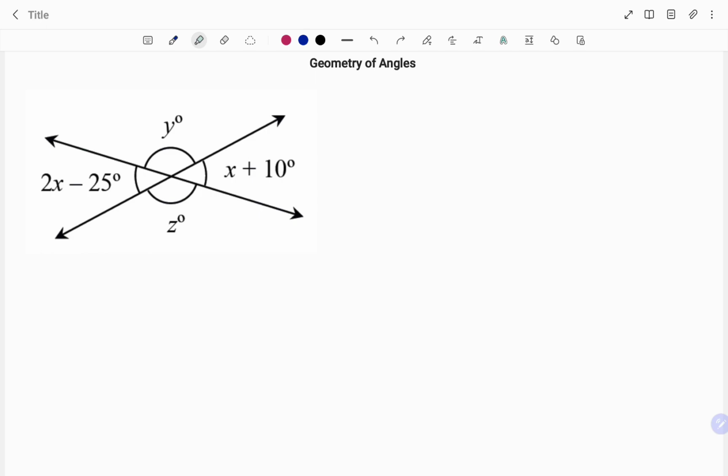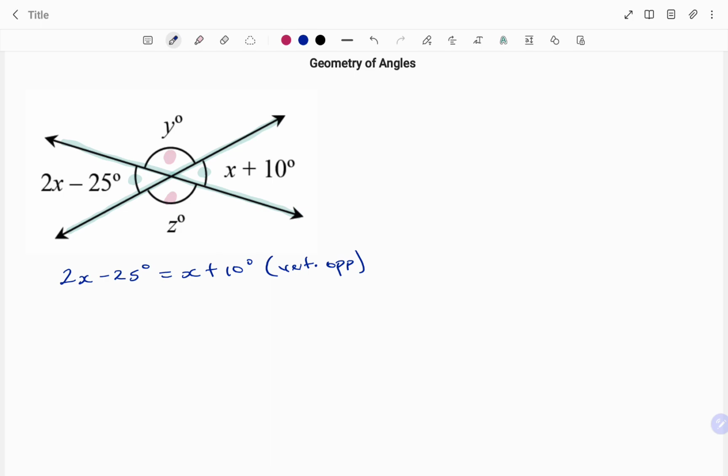In the first example, we can see that we have two lines intersecting as shown. Therefore, the angles facing each other, that is the angle highlighted, are vertically opposite and must be equal. Likewise, the angle at the top and at the bottom are also vertically opposite and must be equal. Therefore, I have 2x minus 25 degrees equal to x plus 10 degrees. The reason being, they are vertically opposite angles.